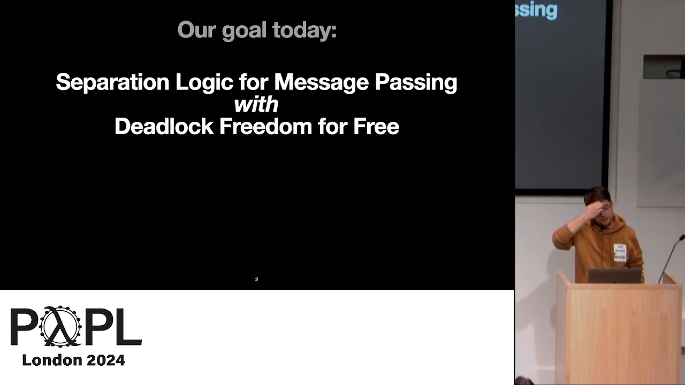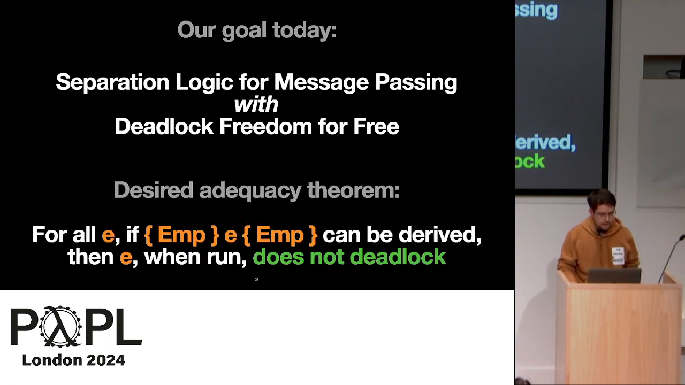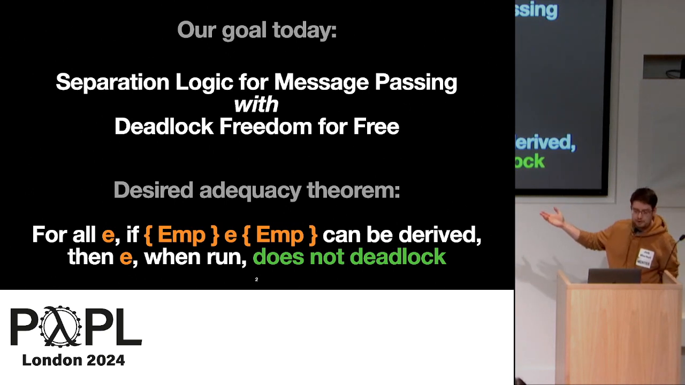Okay, so our goal today is to make a separation logic for message passing, where you get deadlock freedom for free. And in particular, what we want is that for all programs E, if we prove this trivial Hoare triple, then E, when we run it, does not deadlock.